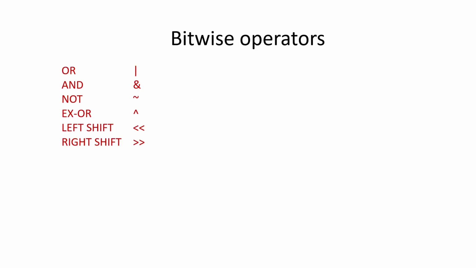Okay, so in C, we've got 6 bitwise operators that I'm going to talk about right now. The first is the OR operator, which is just the vertical pipe. The AND operator is the ampersand. The NOT is the tilde. The exclusive OR is the caret, or shift 6, which does not mean exponentiation in C. We also have the left shift and right shift operators, which are just the double less than or double greater than signs. Okay, let's take a look at how these work.